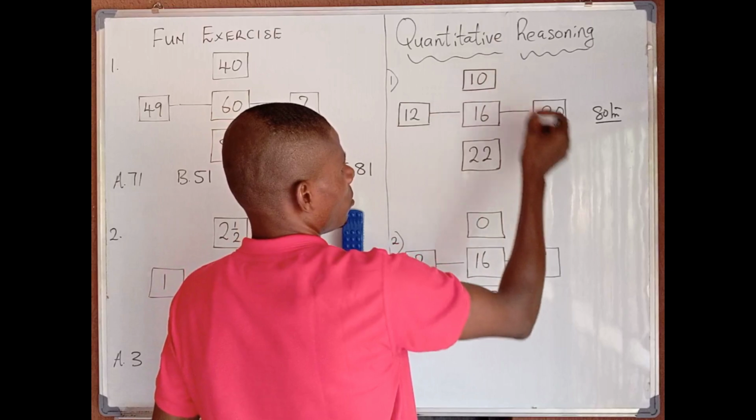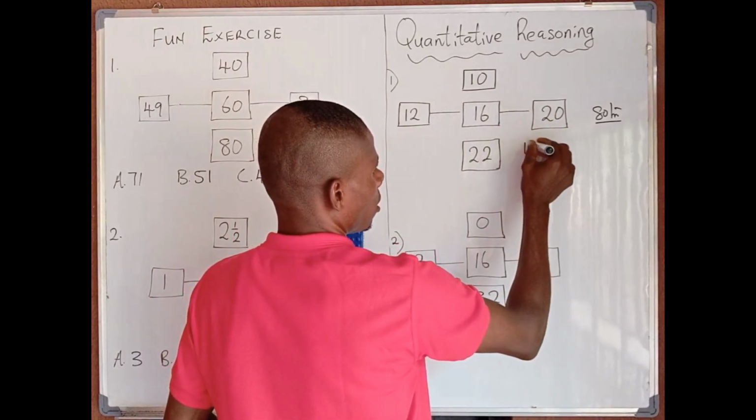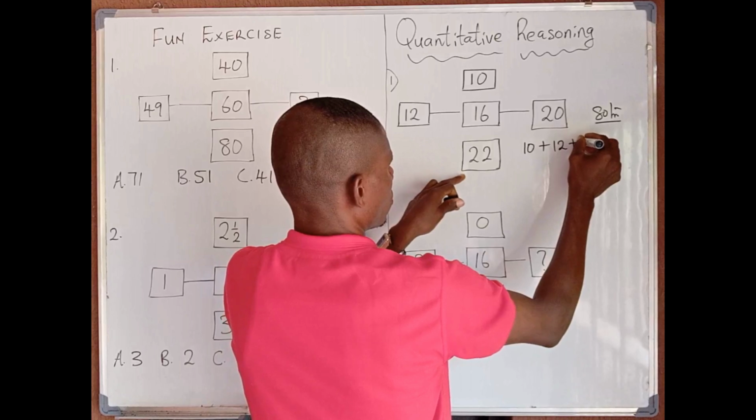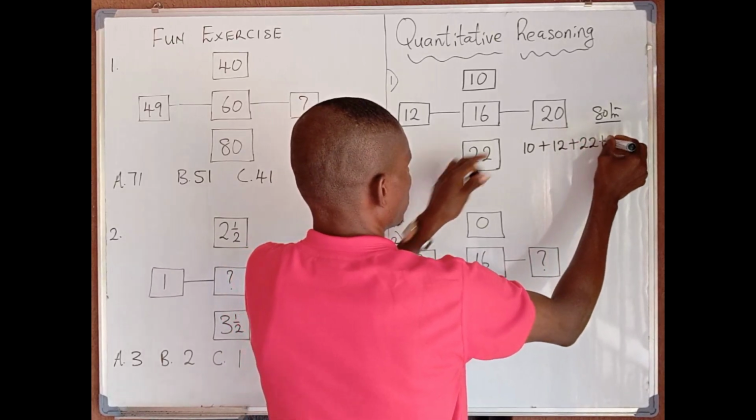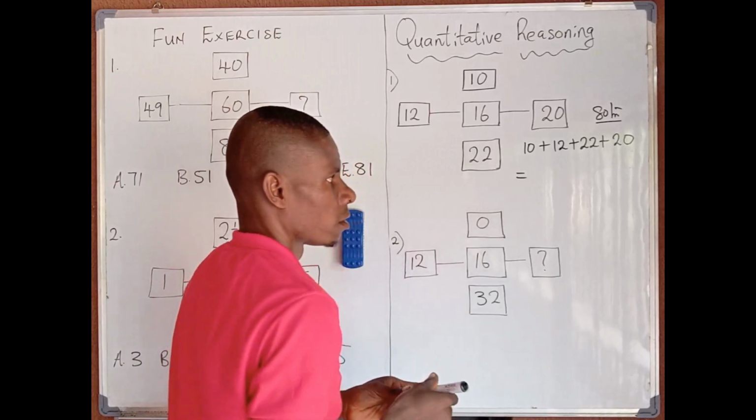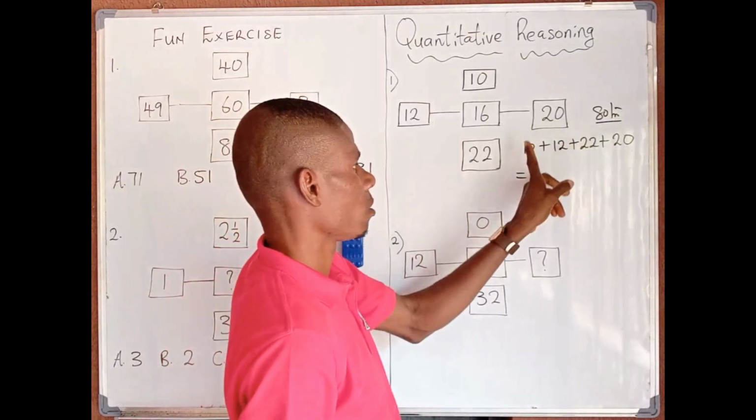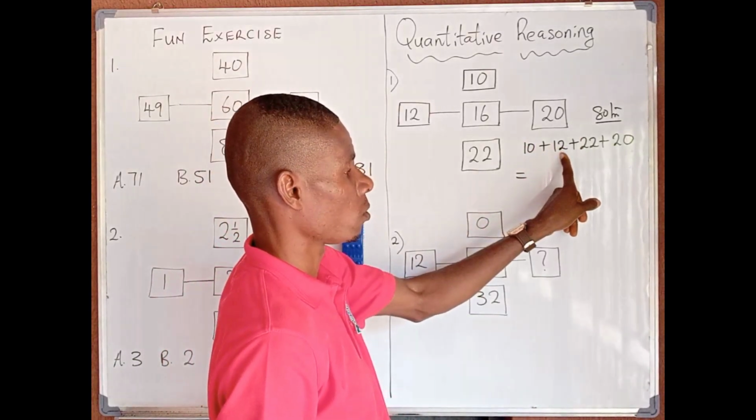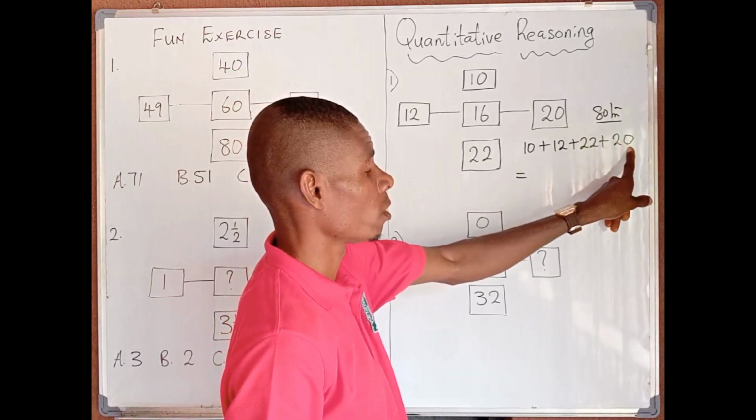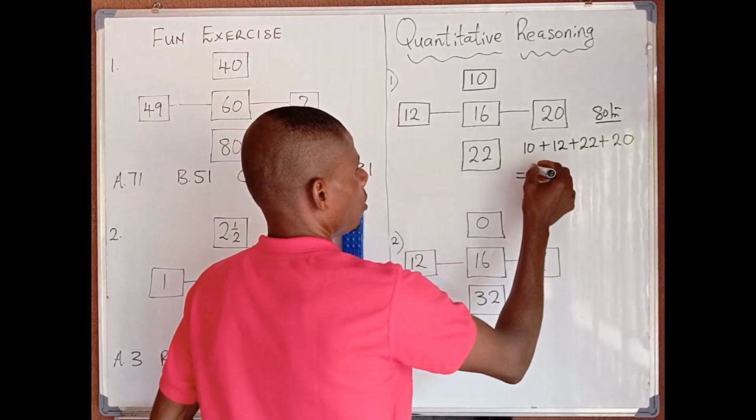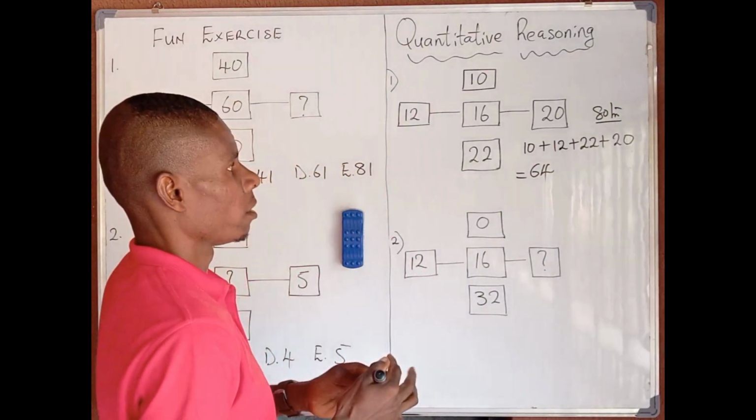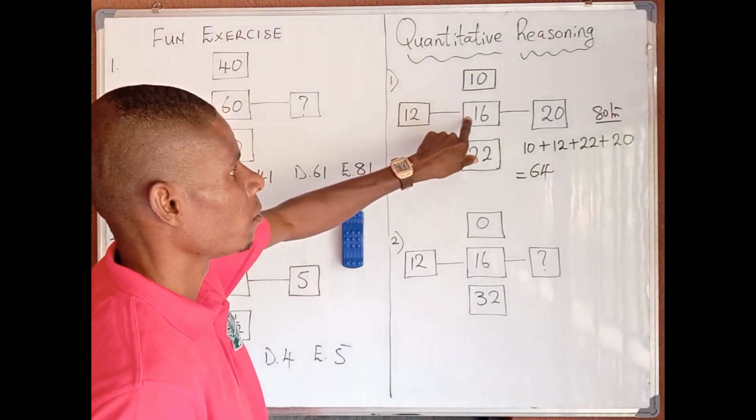Let's begin with 10. So we are going to have 10 plus 12 plus 22 plus 20. Let's sum these. 10 plus 12 is 22. 22 plus 22 is 44. 44 plus 20 is 64. We are having 64.